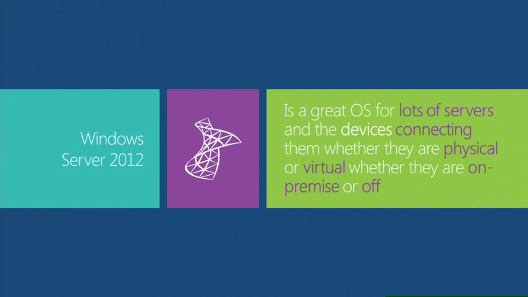And we now see ourselves as becoming a great OS for lots of servers and the devices that connect those servers, whether they're physical or virtual, on-premises or off-premises. We are a cloud OS, and this is a very large increase in the scope and responsibility of what we have to do, and it changes the way we have to do things. And so you're going to see that throughout today.